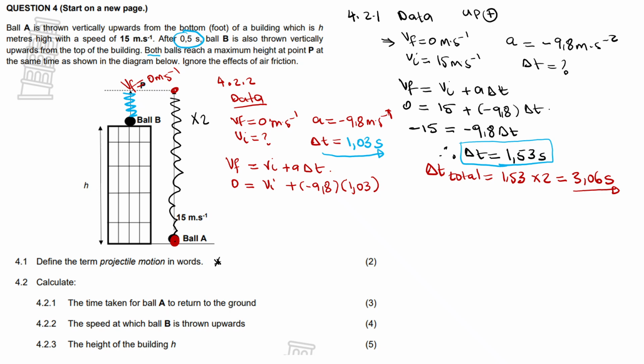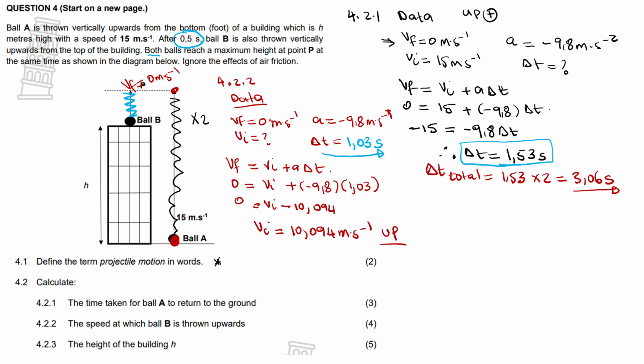This is V initial plus, okay, let's just put this to be negative, minus 10.094 is equal to 0. So we can conclude and say the V initial of B is going to be 10.094 meters per second. Then we've answered that question, is going up.